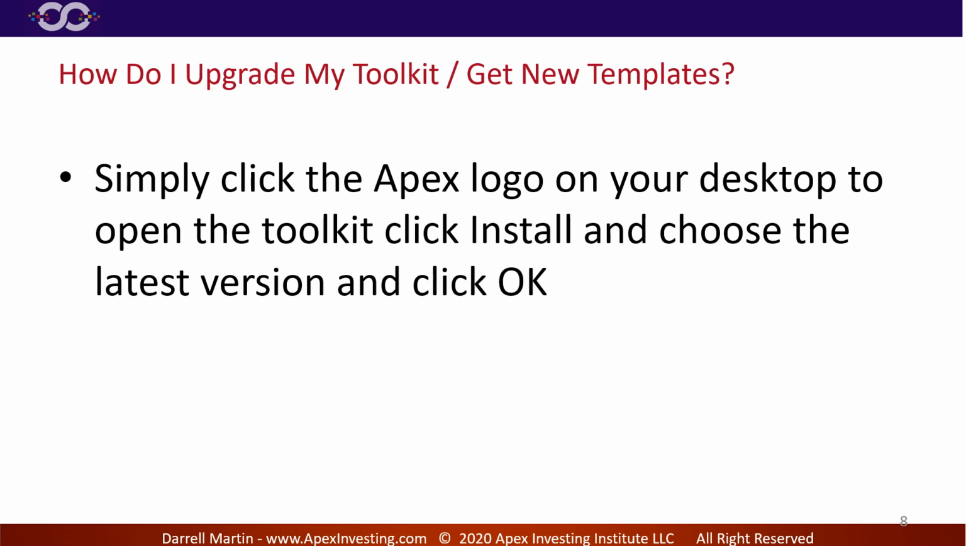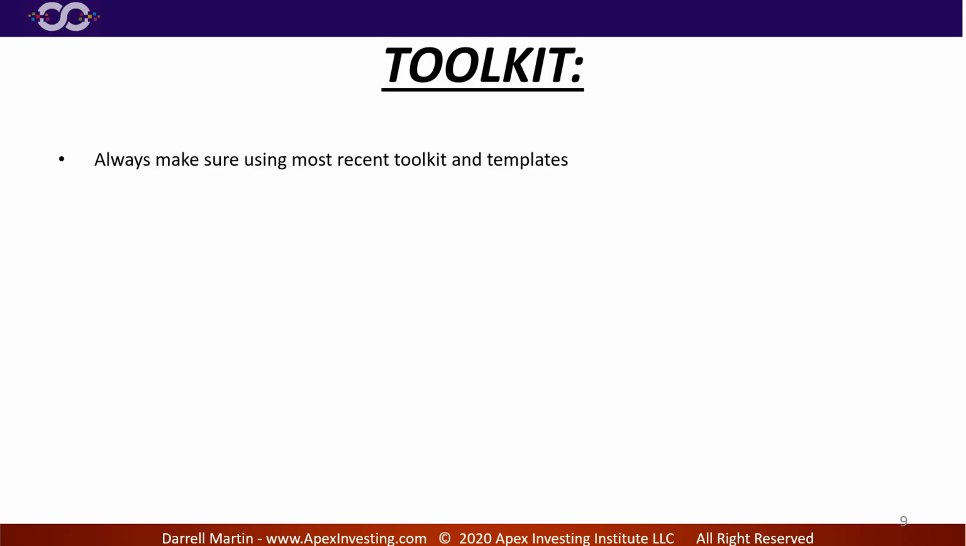How do you upgrade your toolkit? Anytime there is an upgrade, there's an Apex logo on your desktop. Click on that icon on your desktop, open it, click install, choose the latest version, click OK. It'll install the latest version with the latest templates. Okay, so make sure you have the most recent toolkit and templates. Like I said, we've made upgrades here in the past week.